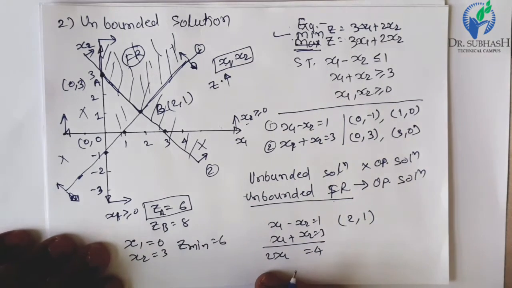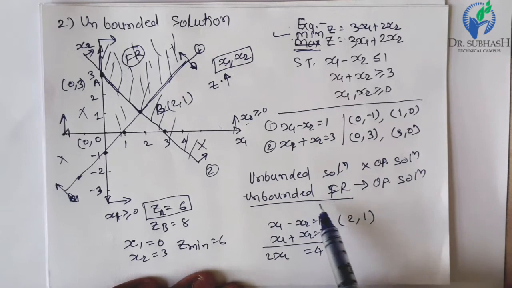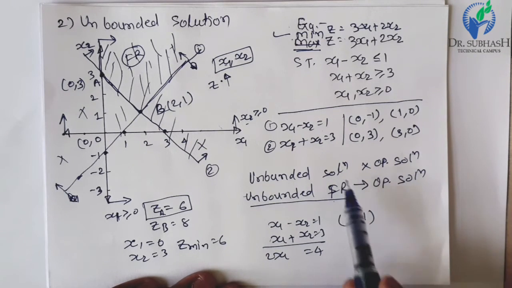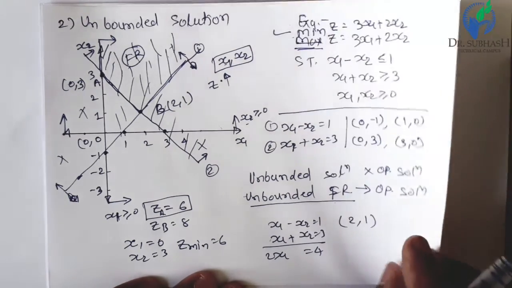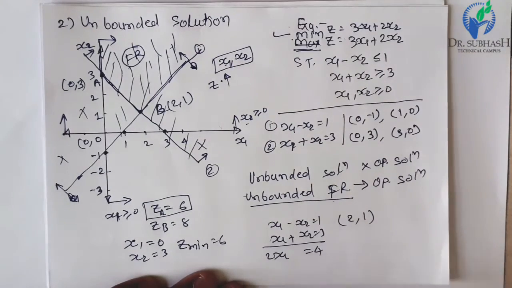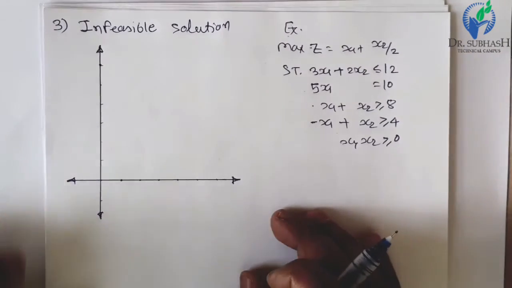So it may be possible that if you get the unbounded solution, still the optimal solution is present. But an unbounded solution is the solution whose value either infinitely increases or infinitely decreases. So this is the second type of solution. Here one thing you have to keep in mind is the difference between unbounded solution and unbounded feasible region. Now we will move on to the third type of solution, which is infeasible solution.